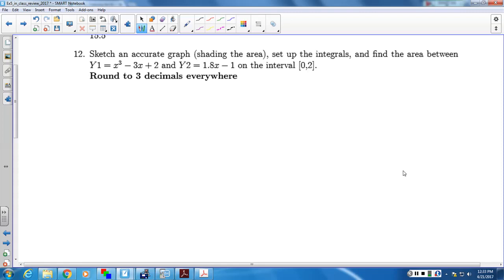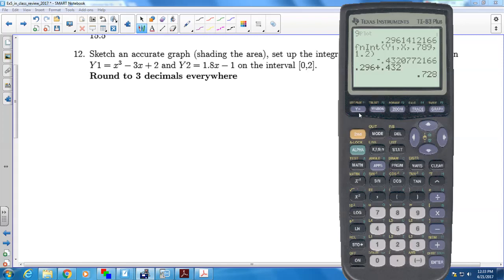Okay, sketch a graph, set up the integrals, find the area between these two curves on an interval. So I'm going to graph this real quick. And I have, in y1, I'm going to put x cubed minus 3x plus 2. And the other one, I'm going to put 1.8x minus 1. I'm just going to zoom 6, standard window.